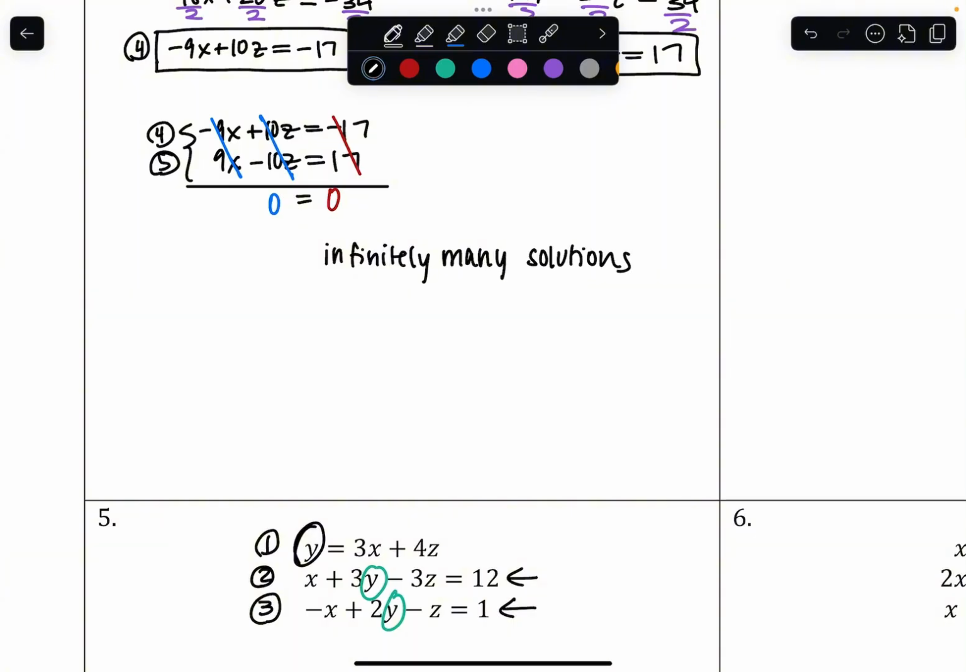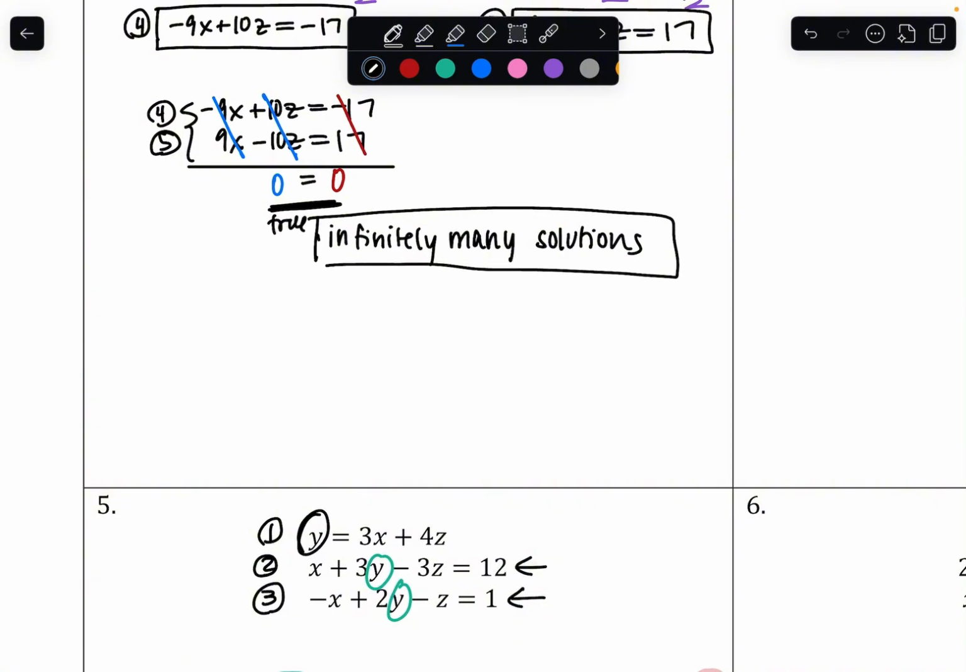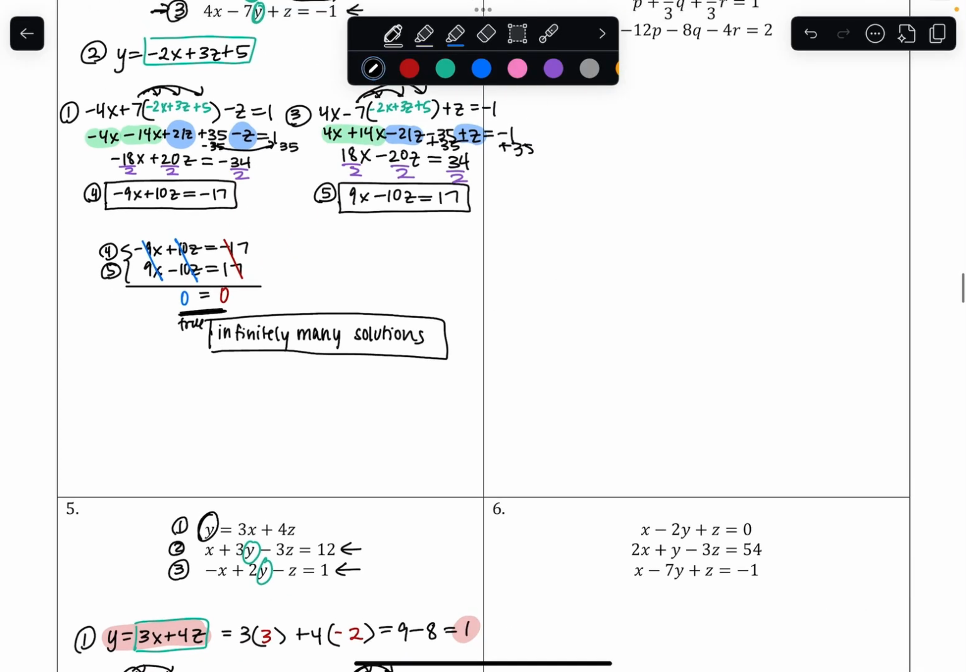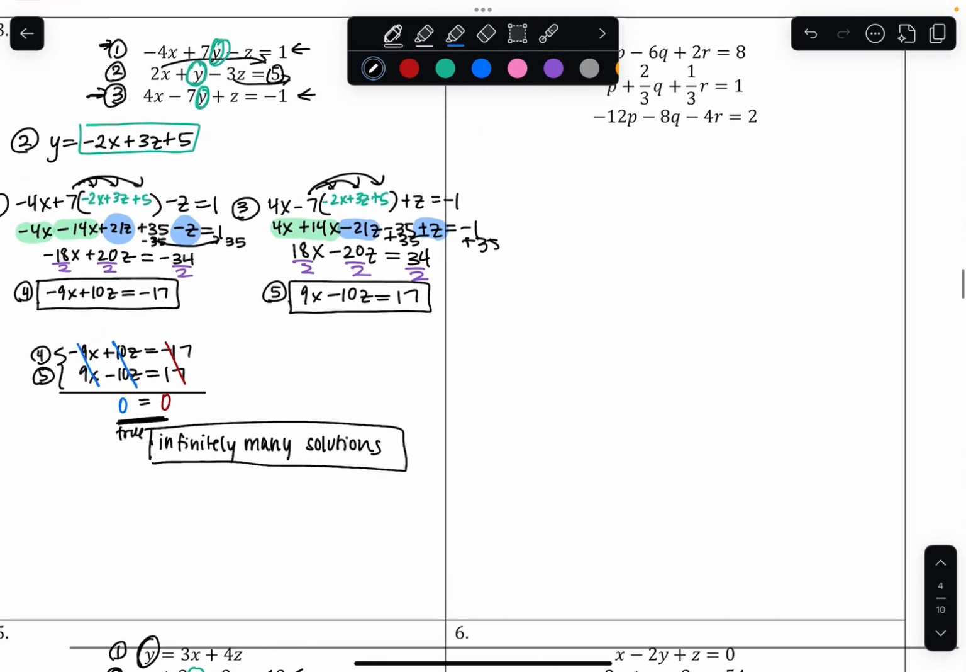If I were to get like 0 equals 34 or something like that, that would be no solution. But if you have a true statement, it's infinitely many solutions. That means we have infinitely many points that would satisfy this system of inequalities.